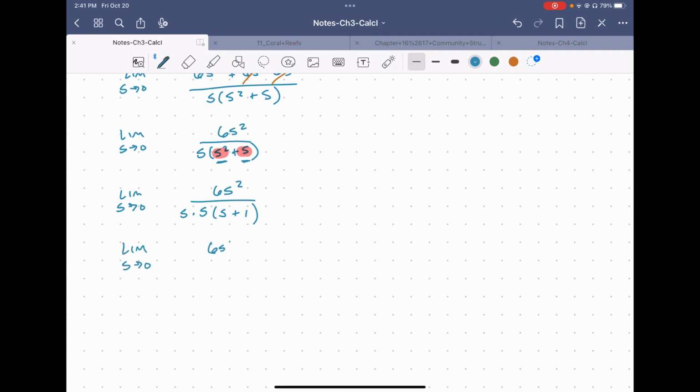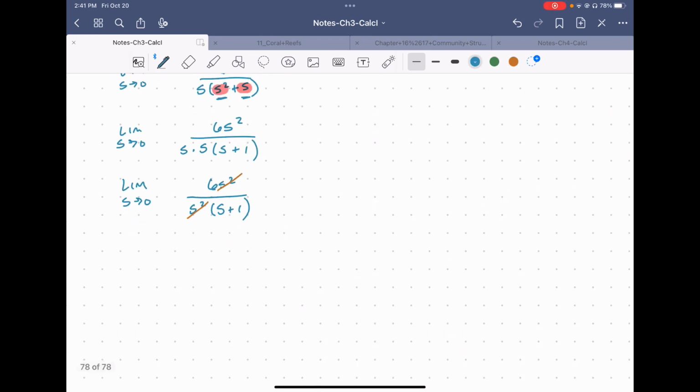Now these two s's will combine. So we have 6s squared over s squared times s plus 1. Now these two, the 6s squared over the s squared, can divide through and cancel out. So then we end up with 6 over s plus 1. Now at this point we can't do any more simplification, and we are left to plug in our limit number, which is 0.